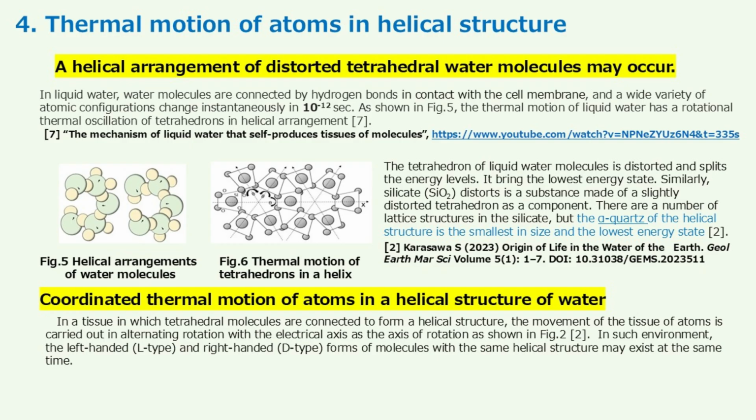Coordinated thermal motion of atoms in a helical structure of water. In a tissue in which tetrahedral molecules are connected to form a helical structure, the movement of the atoms is carried out in alternating rotation with the electrical axis as the axis of rotation, as shown in Fig.